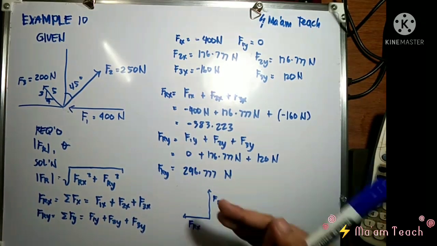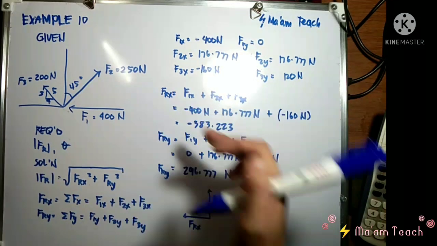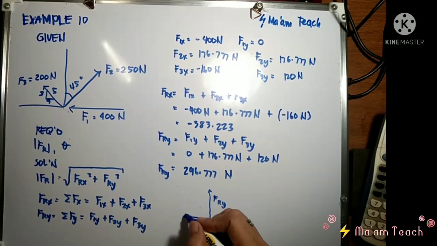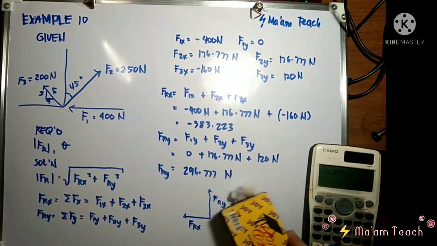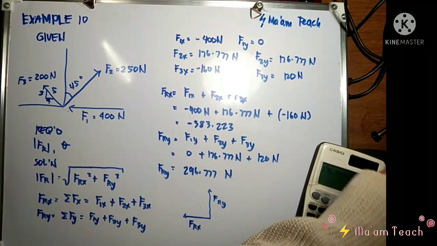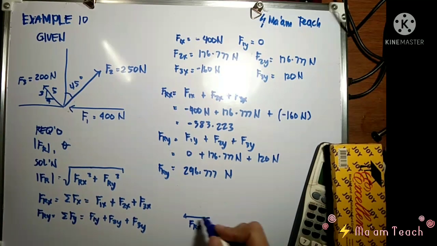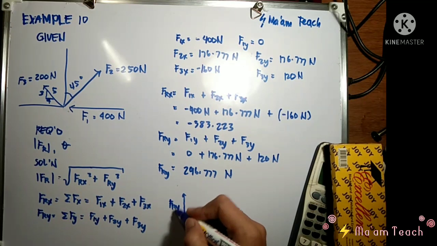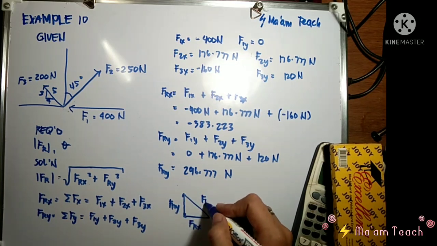Because negative here indicates to the left. Okay, to the left because x component, and positive so upward. So obviously, or rather just like this, this is our Fry. Okay, so our resultant force will be here.